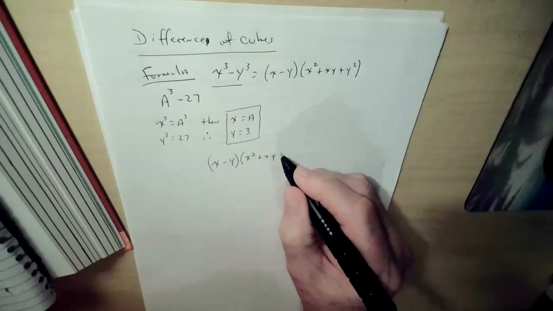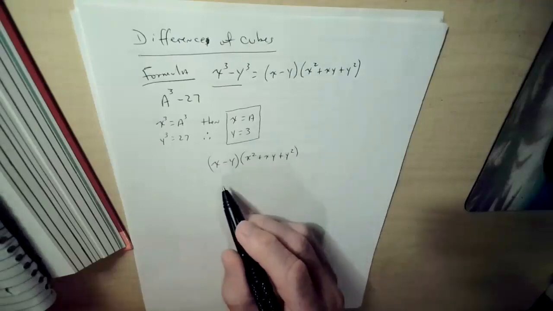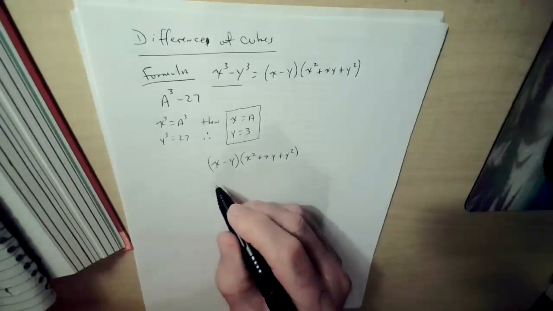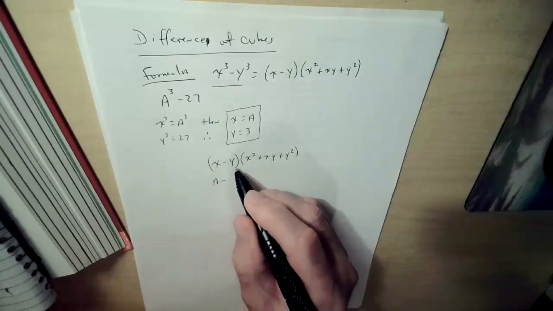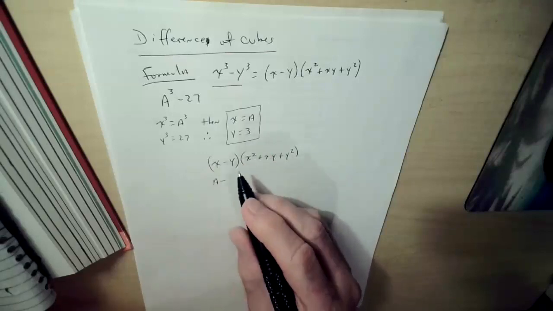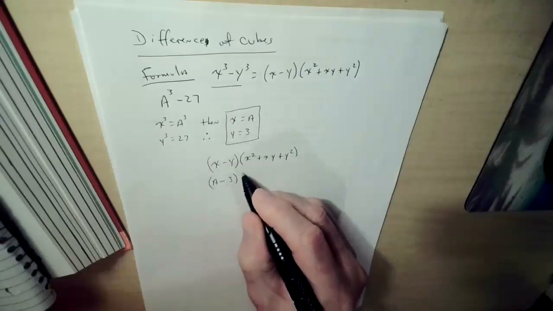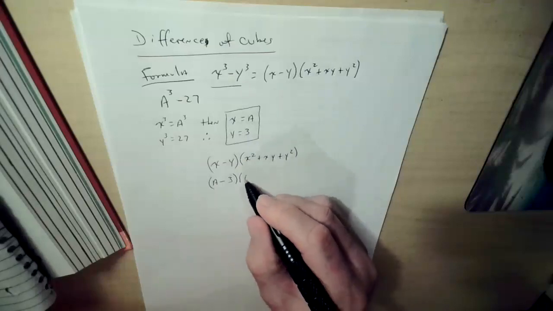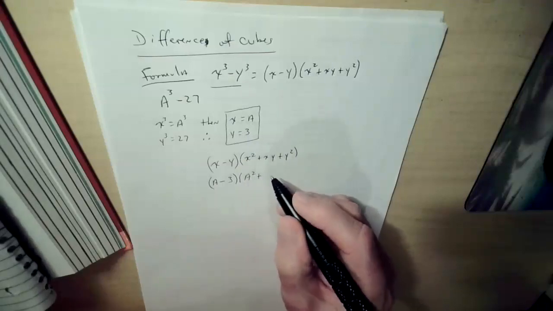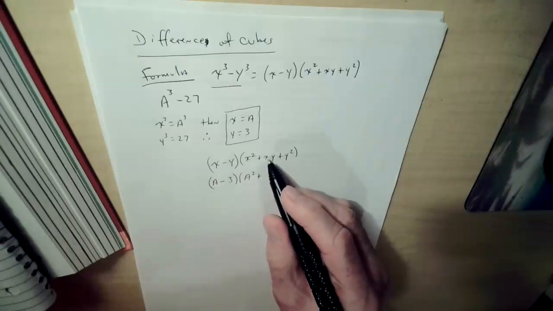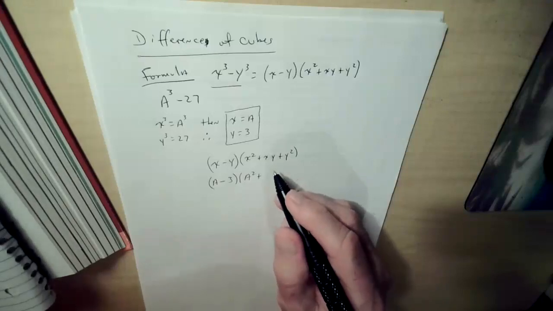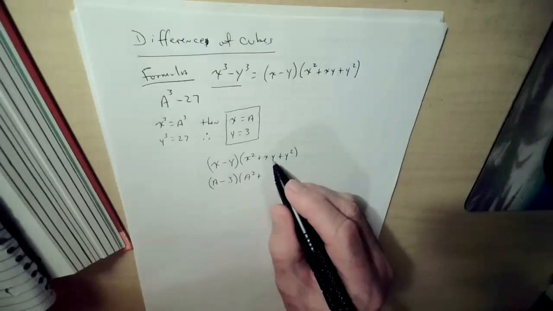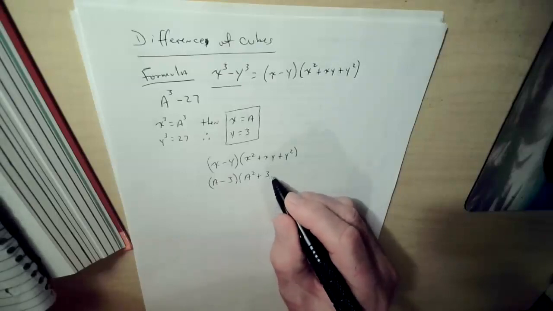Now we just take the formula, x minus y times x squared plus xy plus y squared, and plug in the numbers. What's x? X is a. We have a minus y, which is 3. We have x squared. What is x squared? What is x? X is a. So it's a squared plus xy. Xy is a.